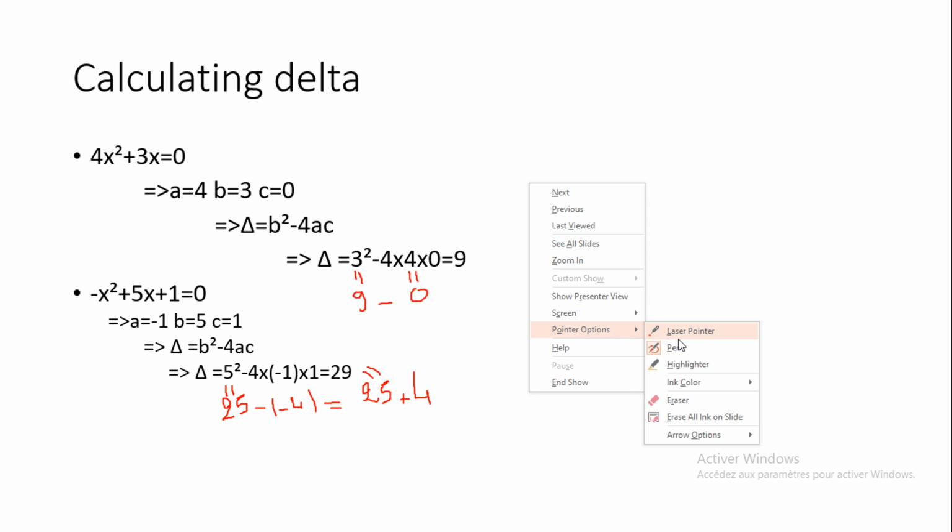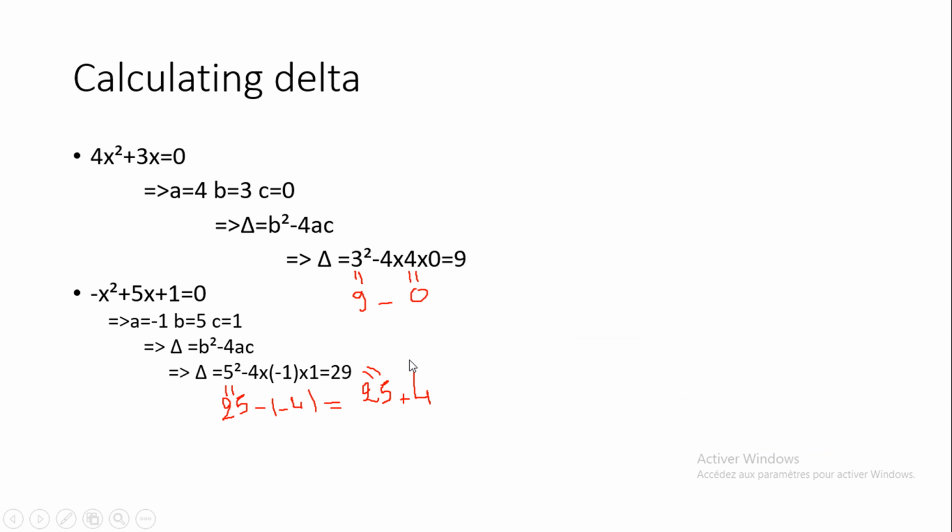Good so far? I hope it's good. If not, try and stop the video and try to do it yourself. And now our last example is x squared minus 1 equals 0, which I hope you try and answer in the comments by trying to calculate the delta.